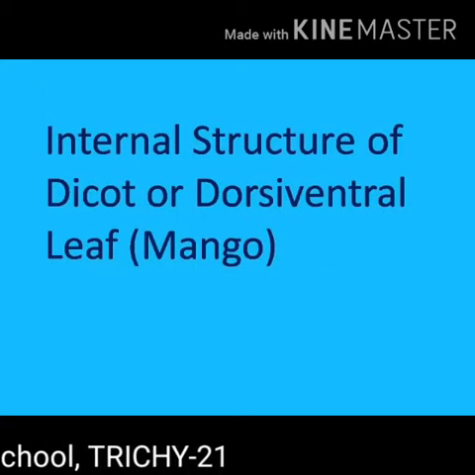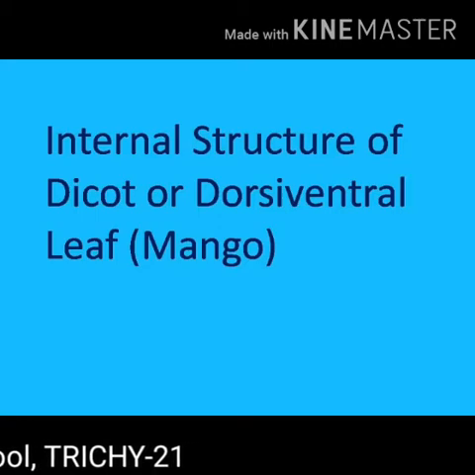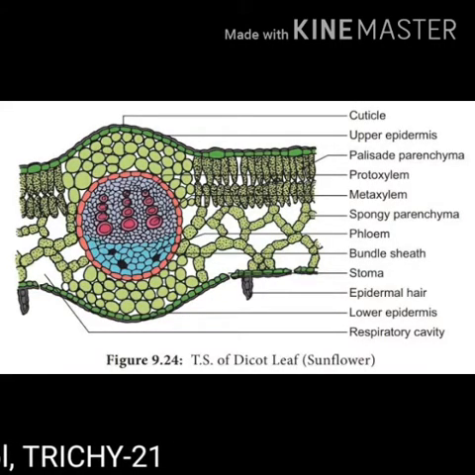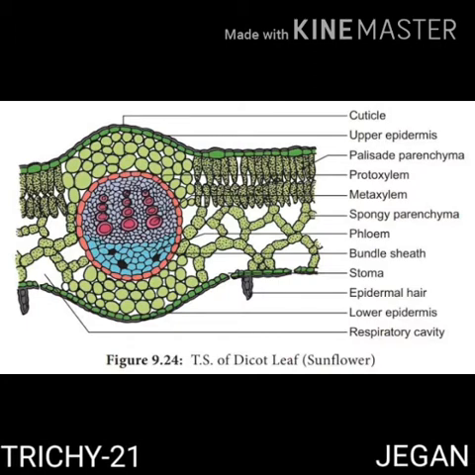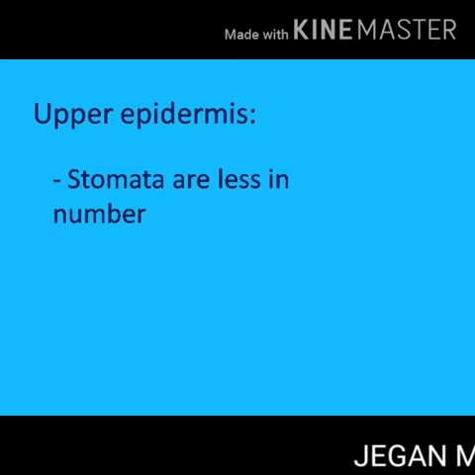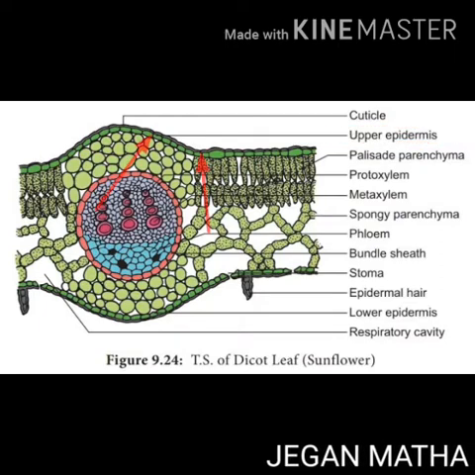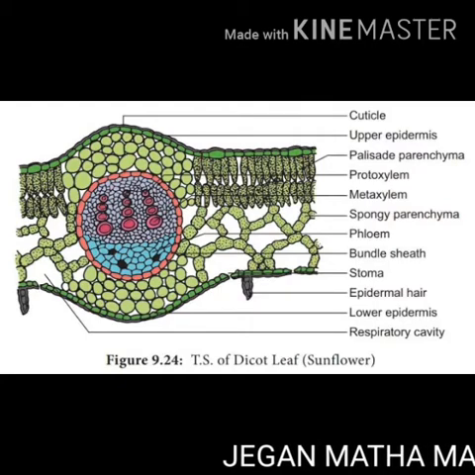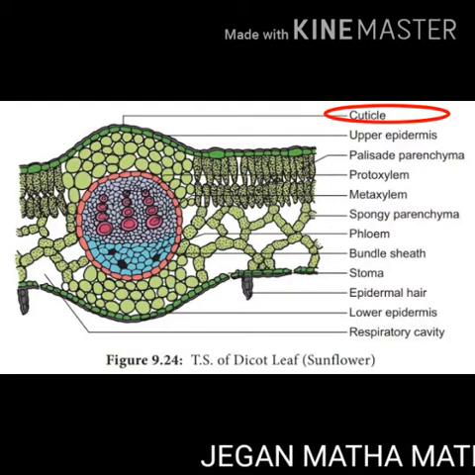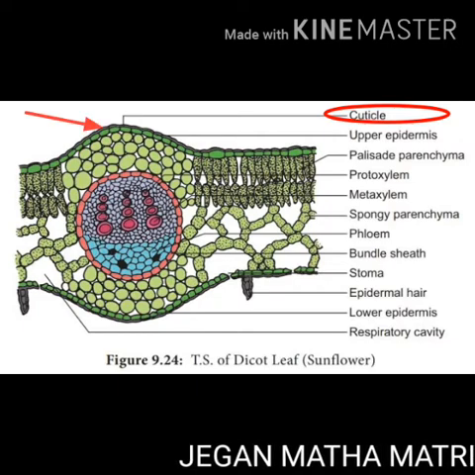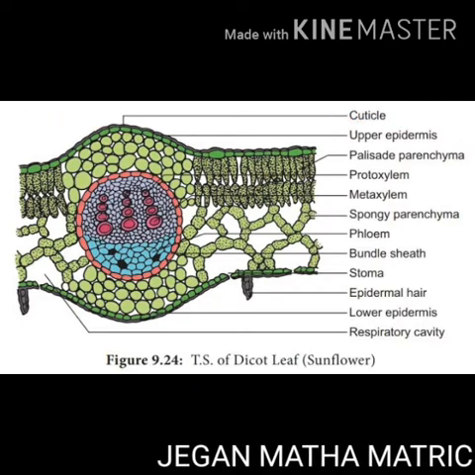Next, the internal structure of dicot or dorsiventral leaf. If we take a transverse section of the leaf, we can see the following structure. Upper epidermis. This is the outermost layer made up of single layered parenchymatous cells without intercellular space, without gaps. The outer wall of the cell is covered by cuticle. Stomata are less in number.